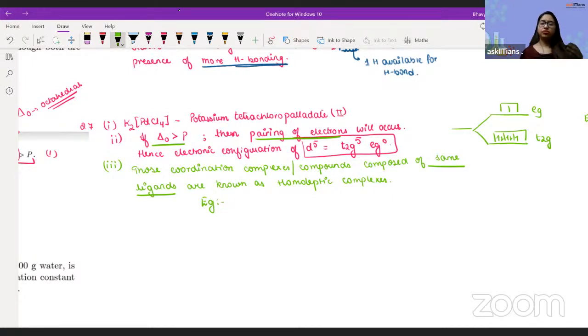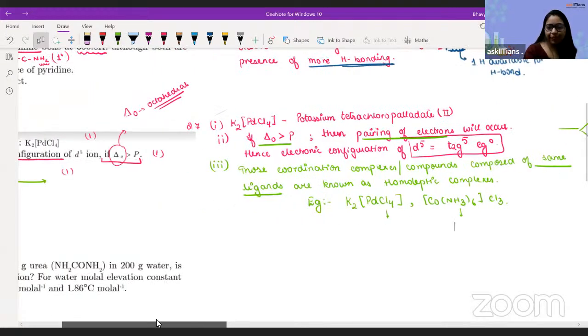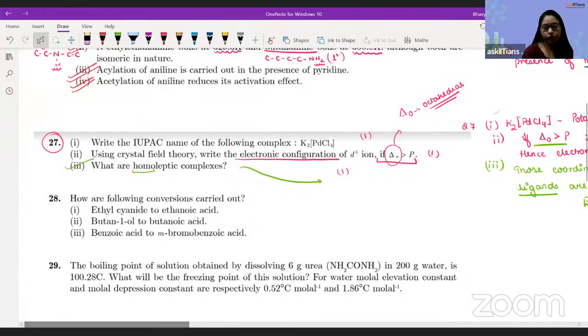Okay. And for your simplicity, you can just take the first example itself. There's no harm. You can take this example. Same ligands, right? So these are just the examples. And this is how we break through with our answer, right?